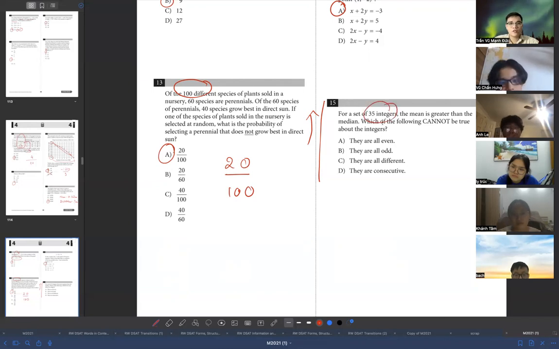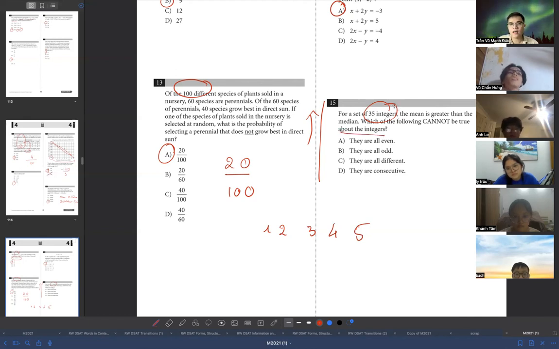For 35 integers, I'm just going to simplify it to 5. If this is asking for 100 or 101, I'm going to simplify to the nearest possible number that I can count. I'm going to say 5. I can count to 5, right? 1, 2, 3, 4, 5. Great. This is a set of integers which has 5 integers in it. Cool. So which cannot be true about the integers?